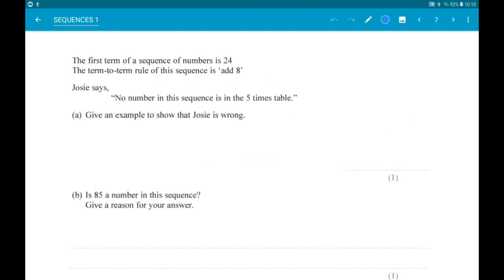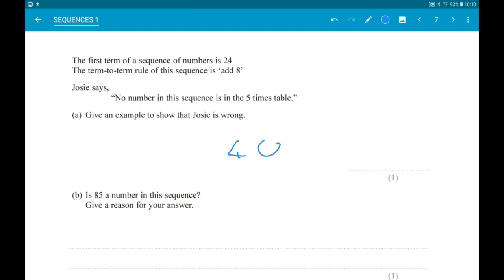Okay, next up, the first term in a sequence is 24, the term-to-term rule is add 8. Josie says no number in this sequence is in the 5 times table. Part A, give an example to show she is wrong. So the next term would be 32. The next term after that would be 40, which is in the 5 times table.